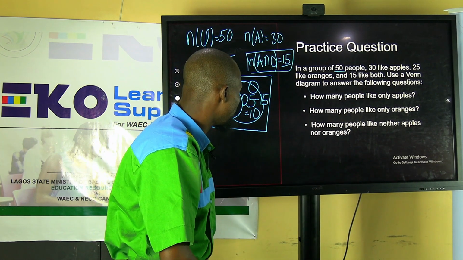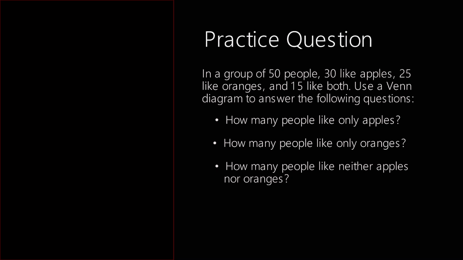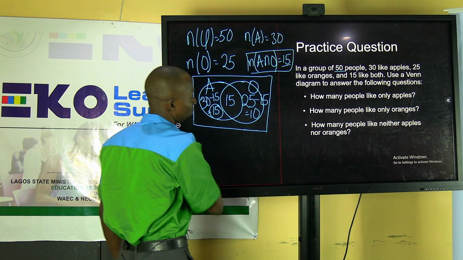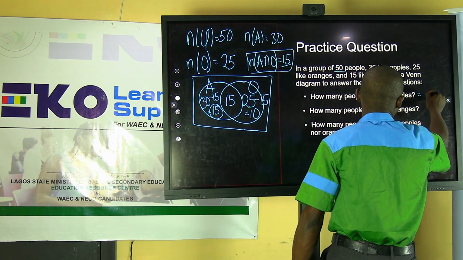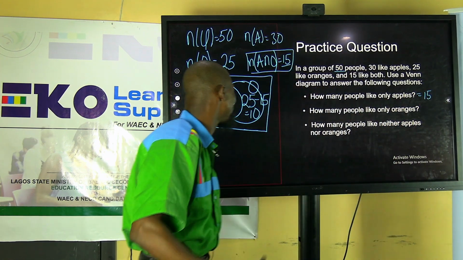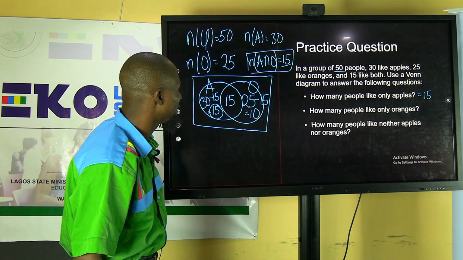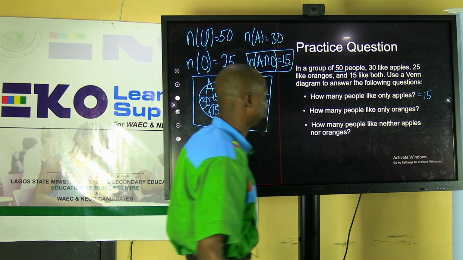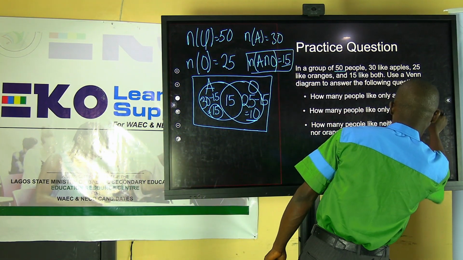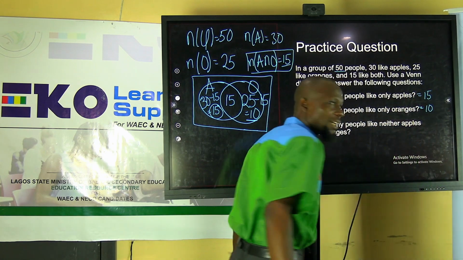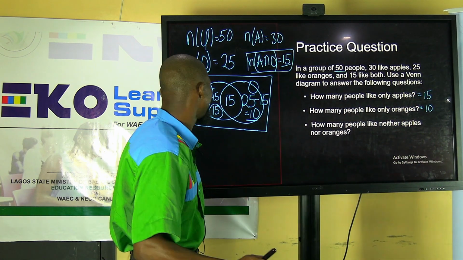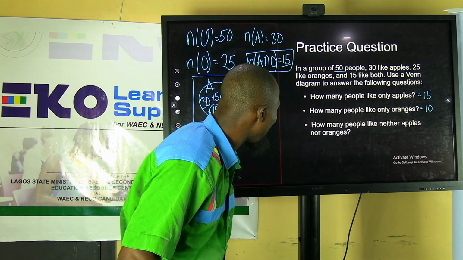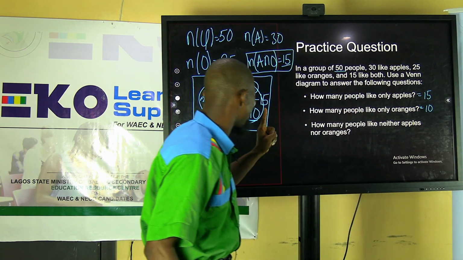So let's go to the question. How many people like only apples? Only apples. And that is 15. Okay, did you get that? Wow, that's good. So 15 for that. How many people like only oranges? Only oranges here. And that is 10. Okay, that is 10. So how many people got that? Wow, that's great.